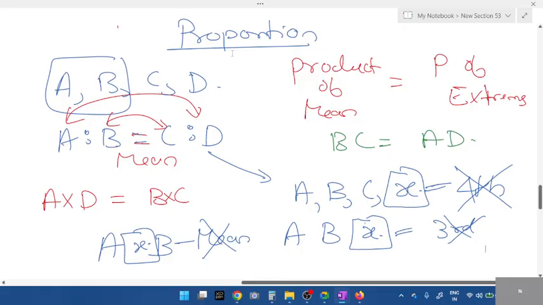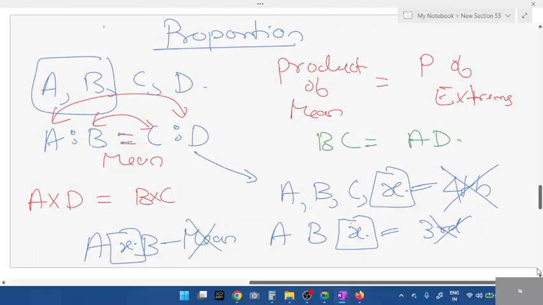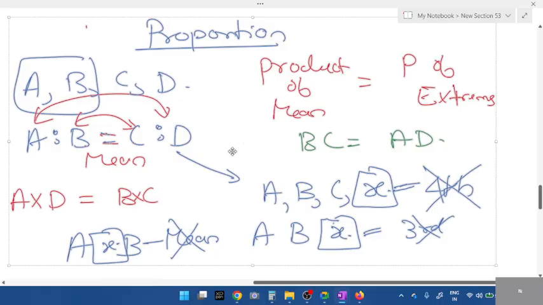Okay, up to here, is it clear? All of you understood these concepts? Is it clear, students? Now, what is the fourth term, third term, and mean? Only if you understand this, the proportion chapter will be easy.